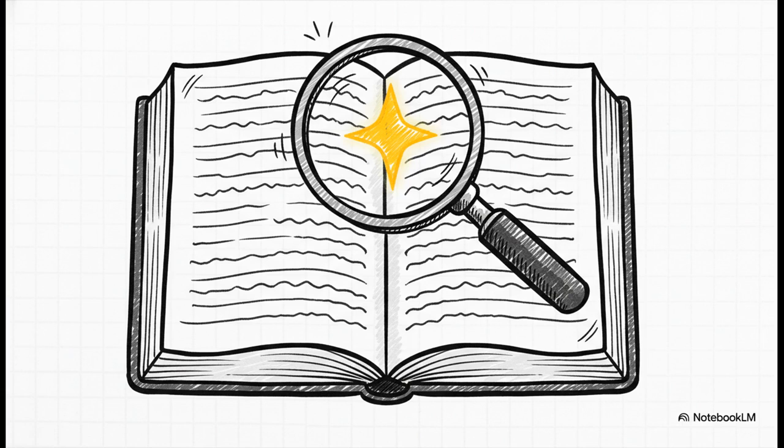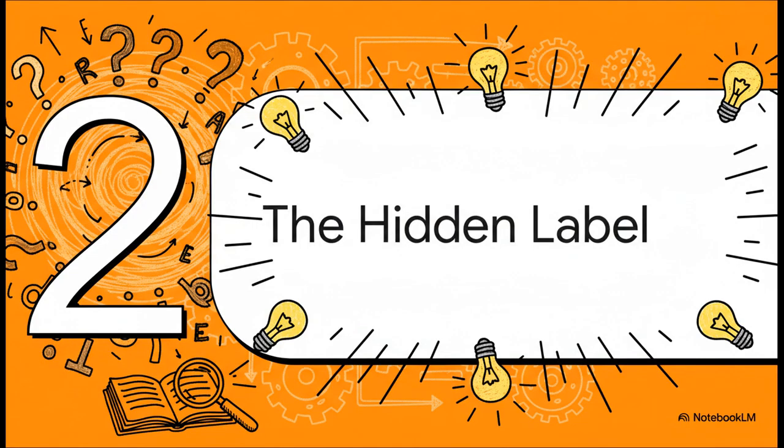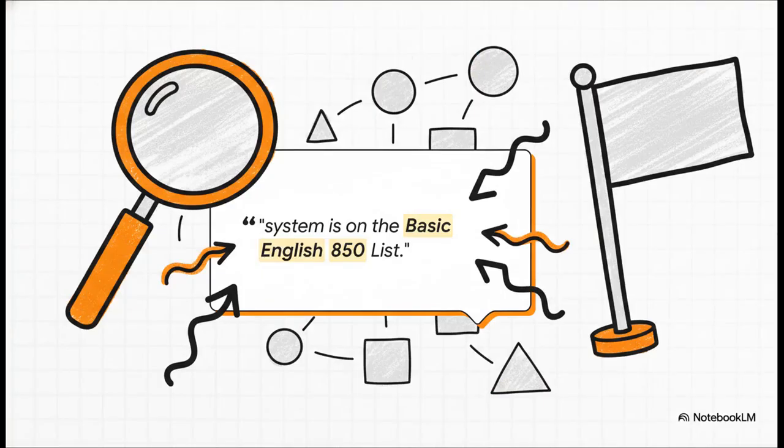But if you look really, really closely at its dictionary page, there's this little note tucked away. A clue. And this little clue changes absolutely everything. Which brings us to our next part, the hidden label. This is the moment our little dictionary search turns into a full-blown investigation. Boom. There it is. Just a single sentence. System is on the Basic English 850 list. How easy would it be to just scroll right past that? But that little sentence is a huge signpost, pointing to something way, way bigger.